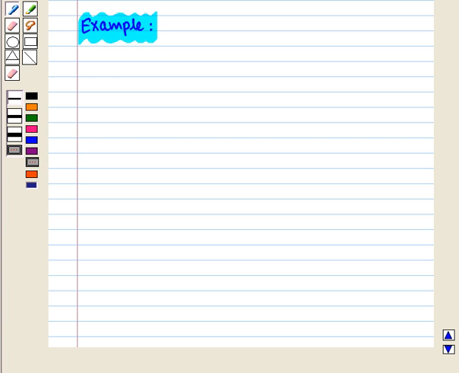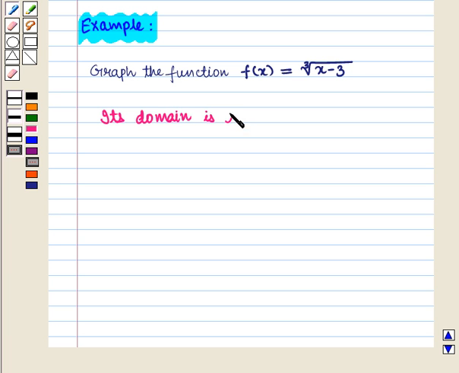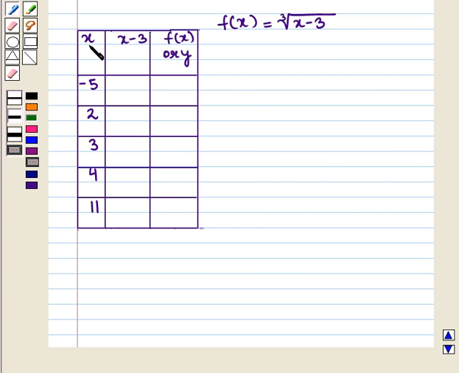Let us consider an example. We have to graph the function f of x is equal to cube root of x minus 3. Now we know that since it is a cube root function, its domain is the set of all real numbers. Let us make its table of values. Here in this table, in the first column, we have randomly taken values of x, that is minus 5, 2, 3, 4 and 11.